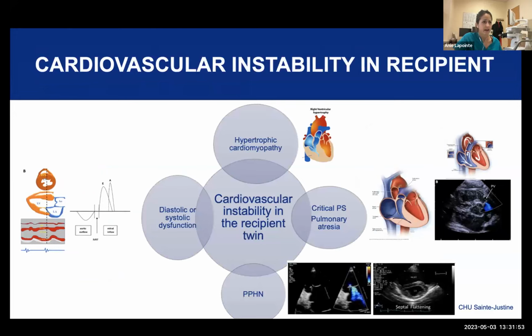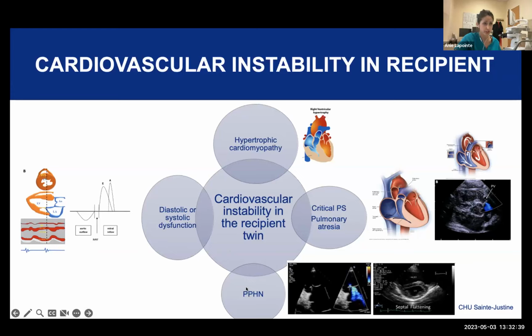When I have cardiovascular instability in a recipient twin, I tend to organize the possibilities with a differential. Are we facing a critical pulmonary stenosis or pulmonary atresia that needs to be detected by echocardiography after birth? And we need to adapt the management. Is it the presentation of a severe hypertrophic cardiomyopathy? It also needs to be detected and management adapted. Is it a severe diastolic or systolic dysfunction? Or is it the presentation of a PPHN?